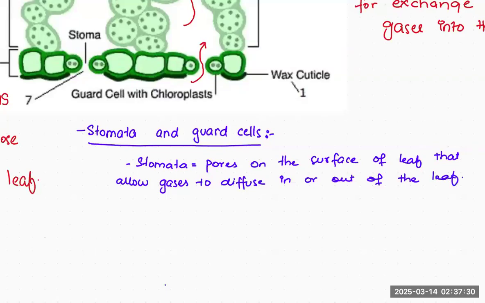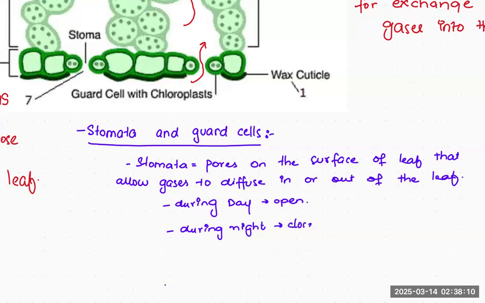So what actually happens is this: during the day, the stomata are mostly open so that they can allow carbon dioxide to diffuse in, so photosynthesis can occur, right? During night, they might be closed. It's not necessary. I'm not telling you 100% guarantee, but during night, they might possibly be closed because there's no need for them to be open since photosynthesis is not occurring.